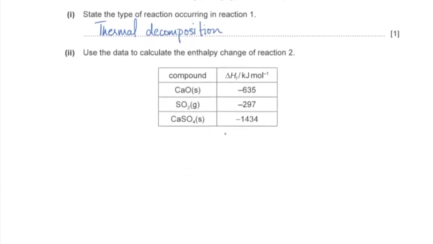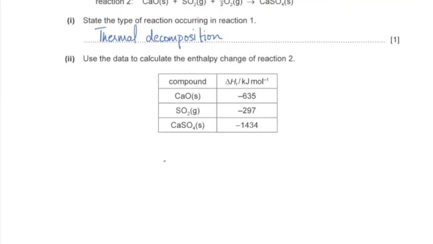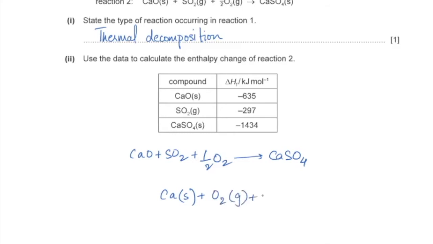Part 2, use the data to calculate the enthalpy change of reaction 2. So reaction 2 is calcium oxide plus sulfur dioxide plus half a mole of oxygen gas, which gives us calcium sulfate. Now that we are given the enthalpy change of formation values, we can write all elements in their standard states down here, because that's how formation of all these substances is possible. So calcium in its standard state, plus oxygen gas in its standard state, as well as sulfur in its standard state.